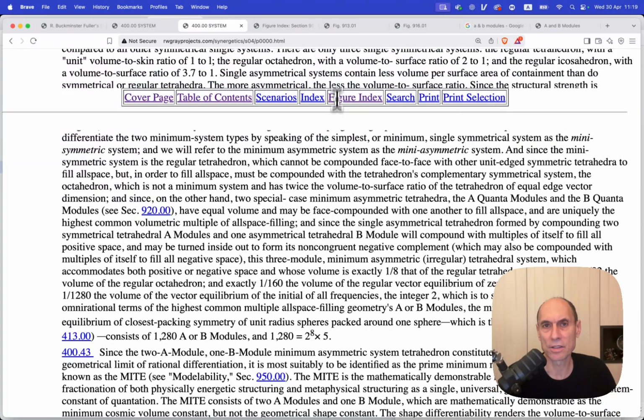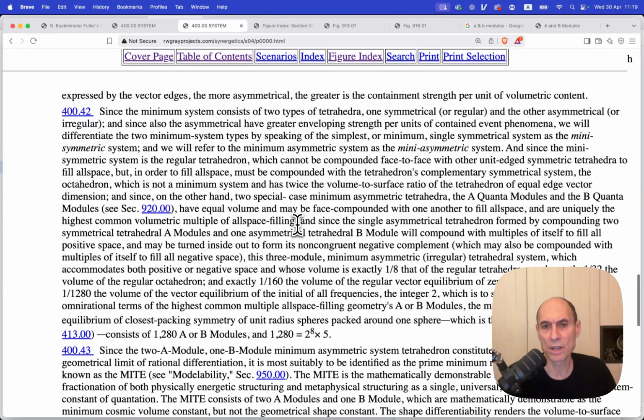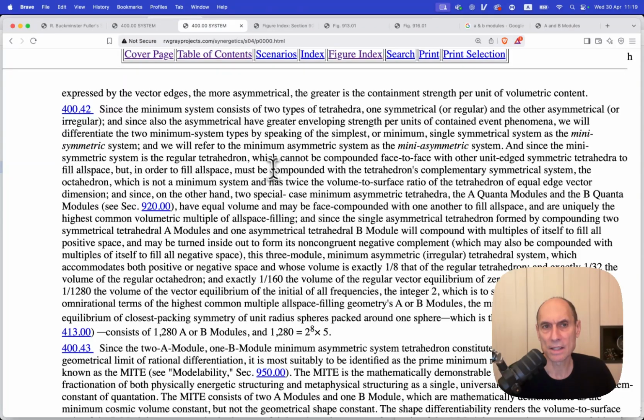And finally, ending this sentence, it consists of 1,280 A or B modules, and 1,280 is 2 to the 8th times 5. And so there you have this section where he started by stating that we're going to have two types of tetrahedra, one symmetrical, another asymmetrical, and in the end they will compose a vector equilibrium, which is super important to us, by 1,280 of them.